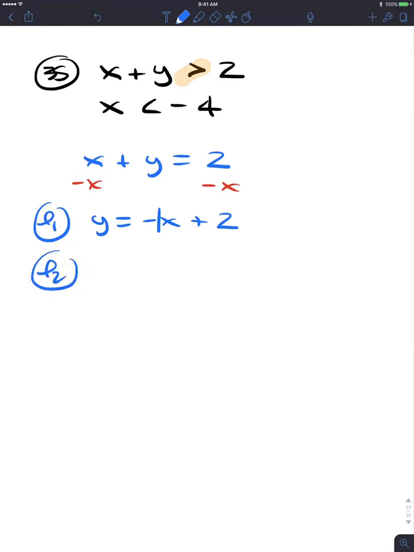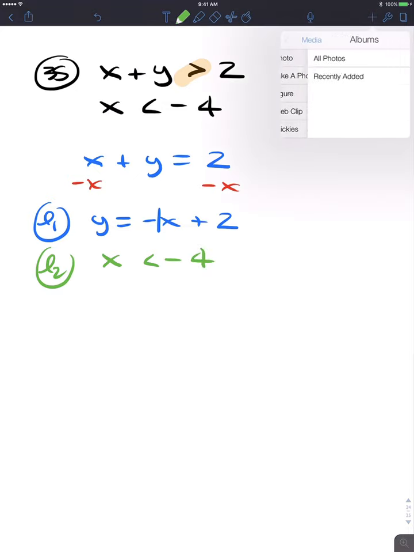Line 2 now is simply x less than negative 4. Let's change its color. Line 2, x smaller than negative 4. We need to graph.